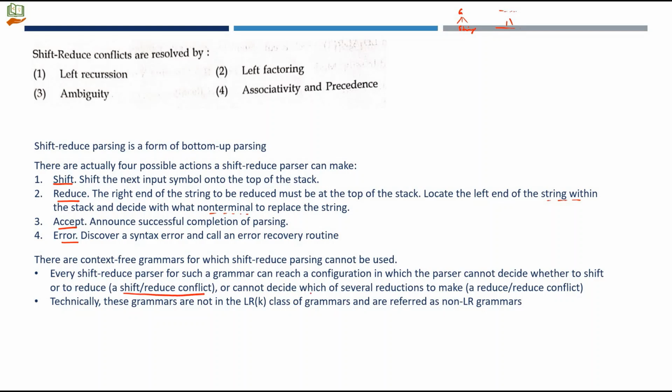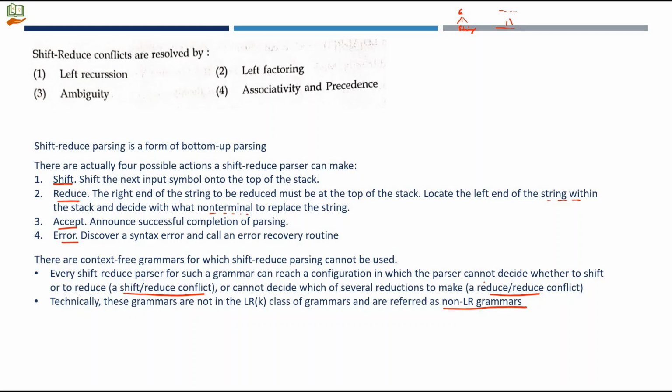Or it cannot decide of several reductions to make. There may be multiple productions leading to multiple non-terminals sometimes. That is reduce-reduce conflict. Technically, these grammars are not in the LR(k) class of grammars and are referred to as non-LR grammars. When the parser cannot decide whether to shift the input symbol to the stack or whether to reduce the string to a non-terminal, such kind of conflict is what we call a shift-reduce conflict.